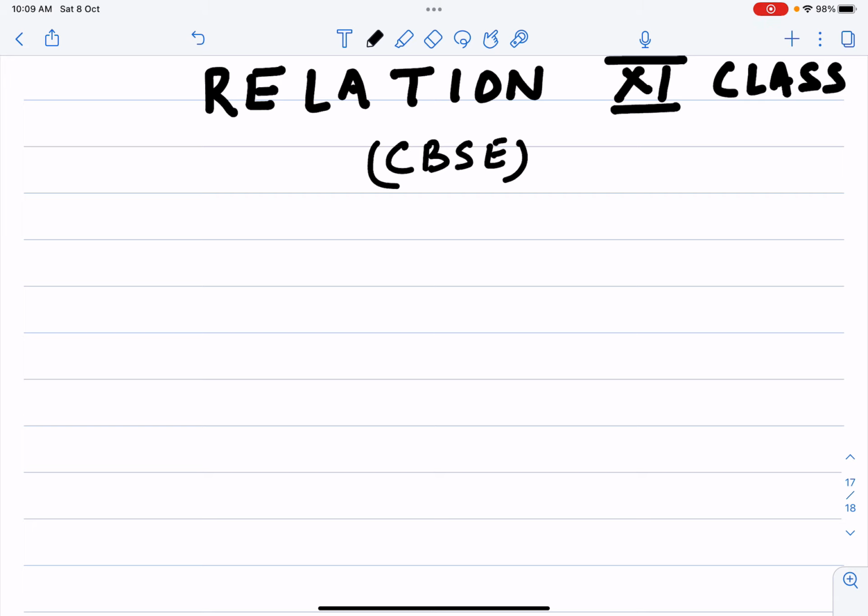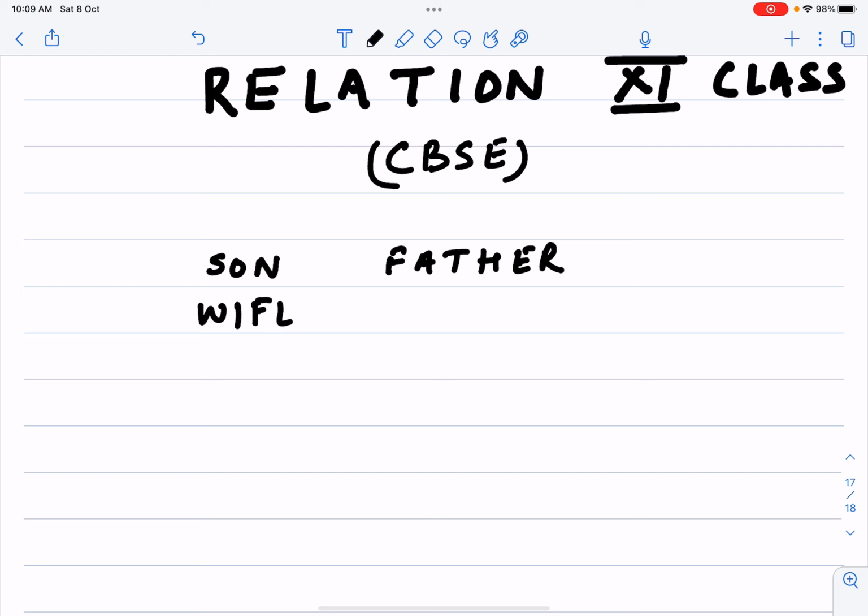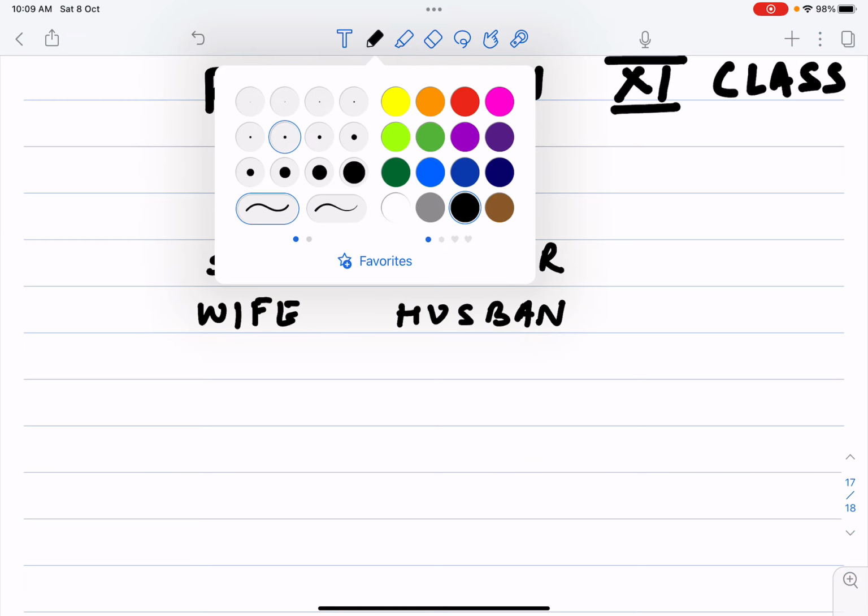Now what does this relation imply? We all know the meaning of relation. There is a relation between two people. There is a relation between two objects. For example, suppose there is a son and father. So there is a relation, and similarly wife and husband. So this is also a relation.